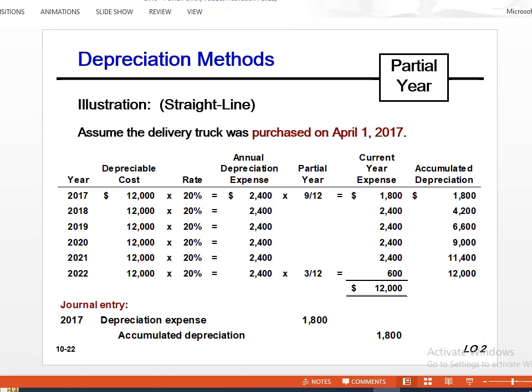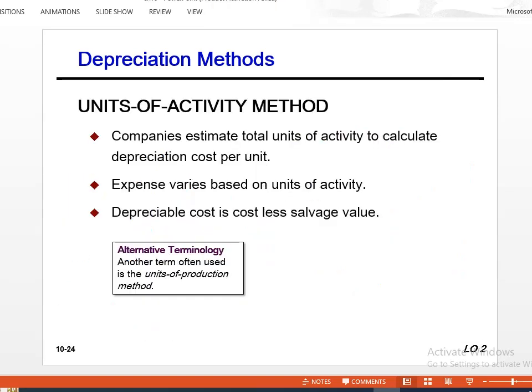Let's move on towards the second method of depreciation, that is the unit of activity method. The unit of activity method calculates the depreciation based on the activity the asset performs. The more activity it performs, the more depreciation we charge. The less activity it performs, the less depreciation we charge. So the companies estimate the total units of activity to calculate the depreciation cost per unit.